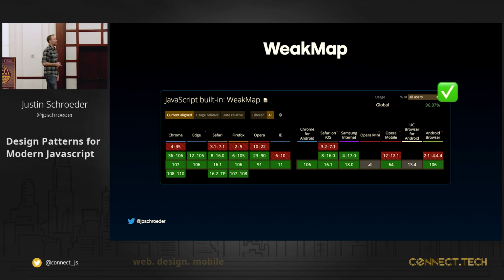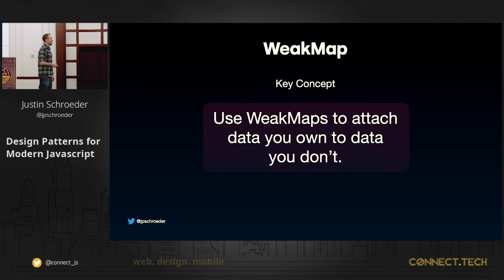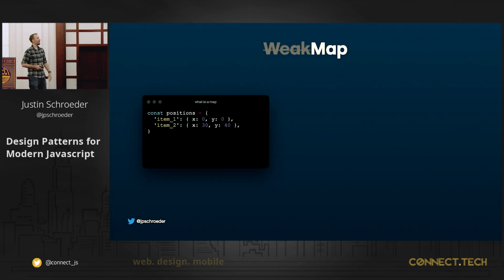Let's take a look at this. Compatibility, we're good. We're very good, actually, in this case. You can use these very, very safely. What's the key concept here? You use weak maps to attach data you own to data you don't. We'll unpack that a little bit more. Now, of course, there's other use cases. This is where some of my opinion is coming in, but you use weak maps to attach data you own to data you don't.